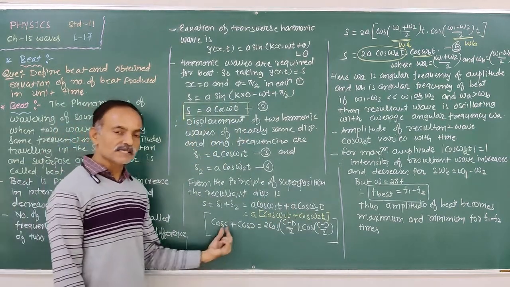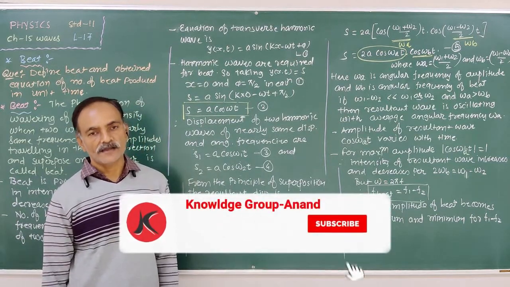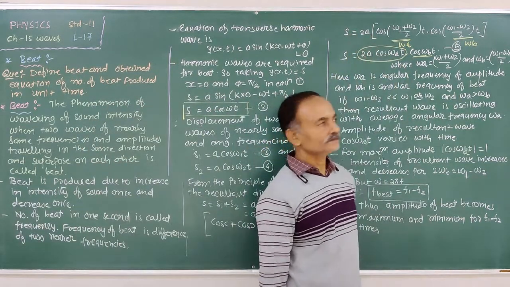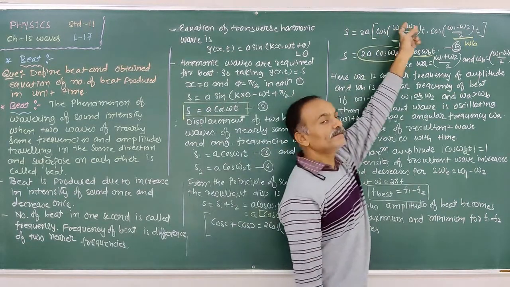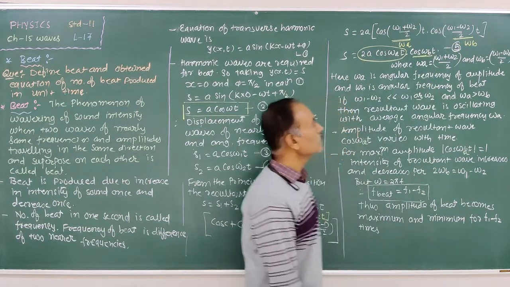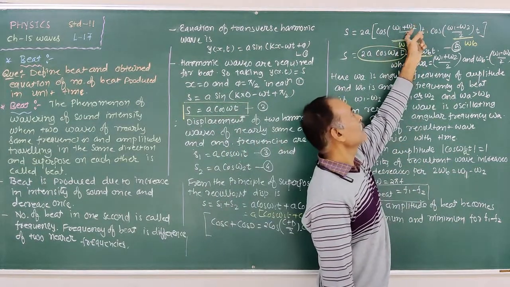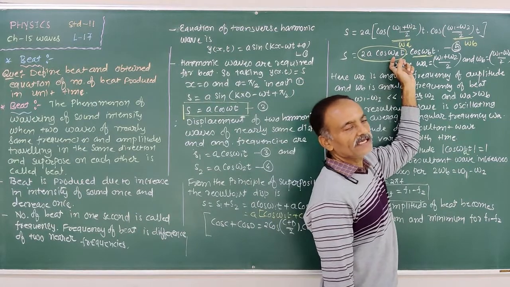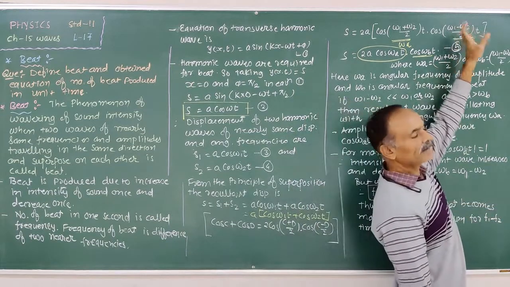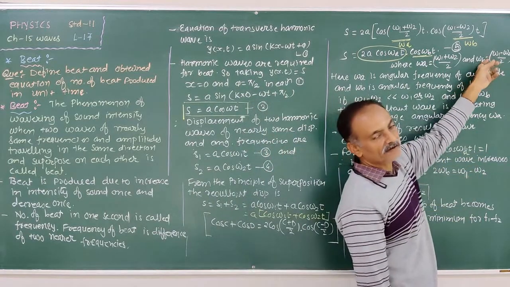Now we know that cos C plus cos D is 2 cos (C plus D) by 2 into cos (C minus D) by 2. Using this equation, s is equal to 2a cos((omega 1 plus omega 2) by 2 into t) into cos((omega 1 minus omega 2) by 2 into t). Here we take (omega 1 plus omega 2) upon 2 as omega a, the angular frequency of amplitude, and (omega 1 minus omega 2) by 2 as omega b, the angular frequency of the beat.